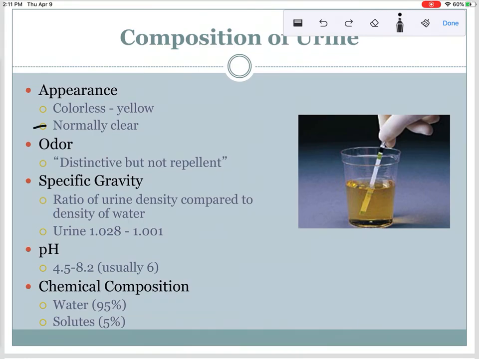Urine normally should be pale to clear in color, pale yellow to clear. The specific gravity is a measure of density. You want this to be within a certain range. If we have a high specific gravity, the urine is too dense, and that can often indicate dehydration.